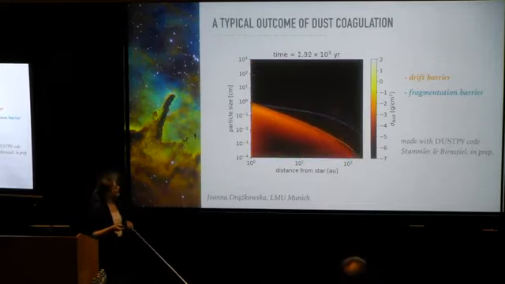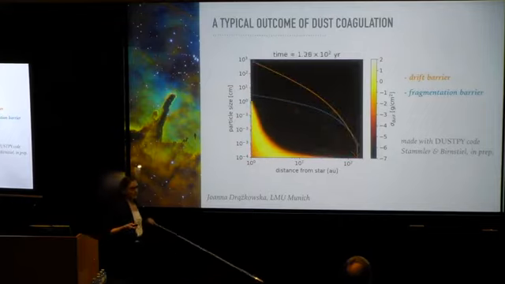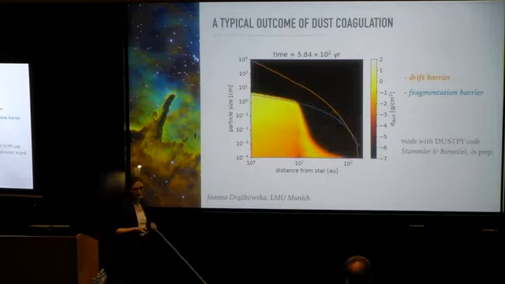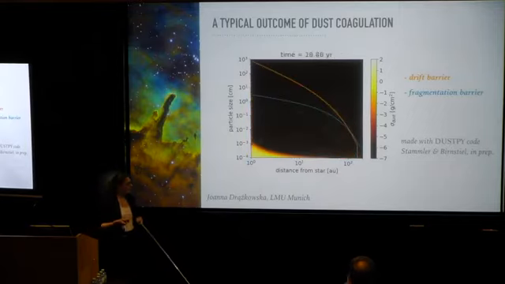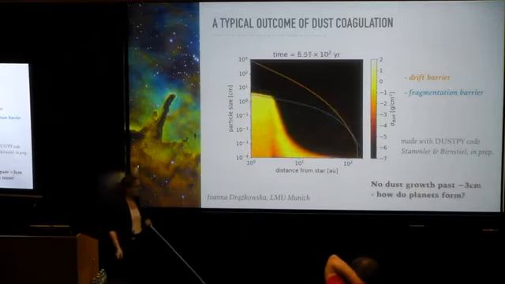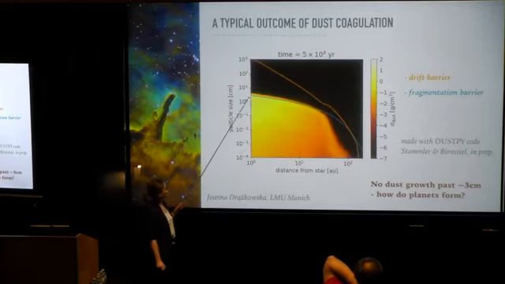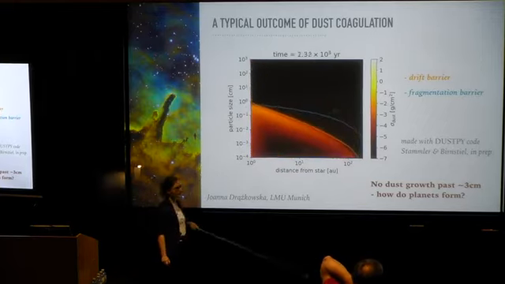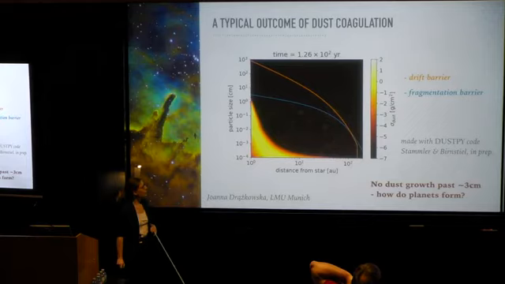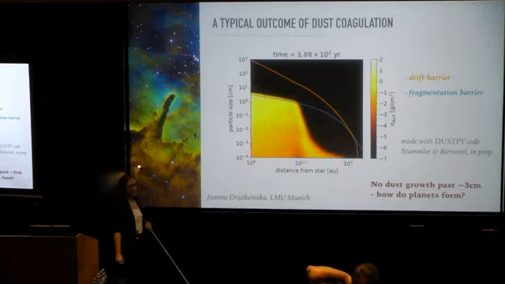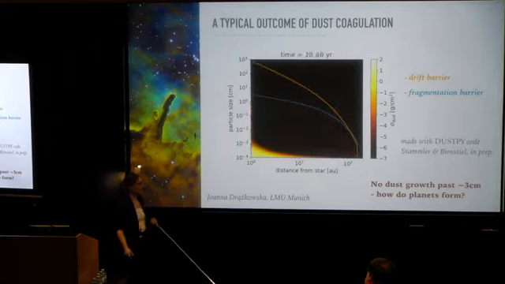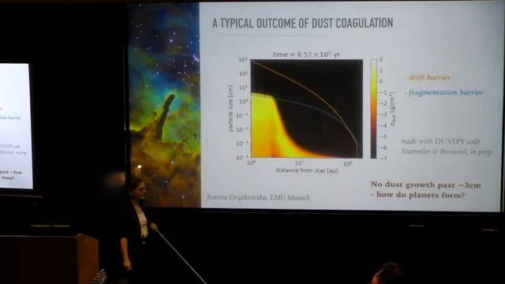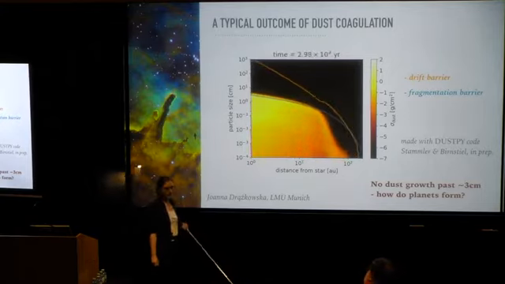Okay, so anyway, this was our smooth disk. This is our kind of benchmark case, right, that we are usually using. But the main problem here is that we don't have really any dust growth past these 3 centimeter sizes, and also our dust population, like all our dust, is gone in 1 million years, right? So there is no way to make any planets here. So how do planets form?